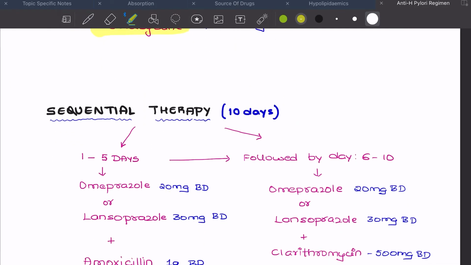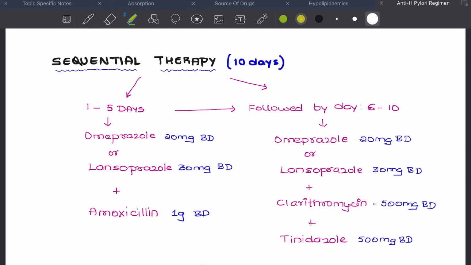Next, moving on to the sequential therapy. Here the sequential therapy is given for the duration of 10 days. Please remember, here there are 2 phases. In the initial phase, from day 1 to day 5, you will be administering two drugs.